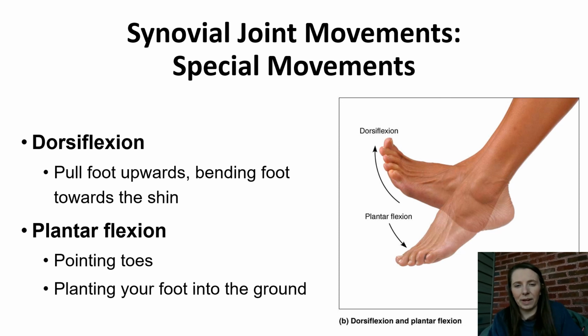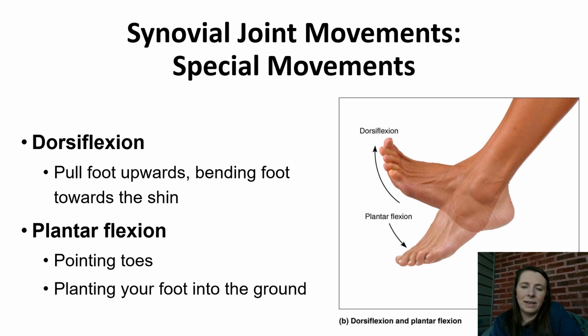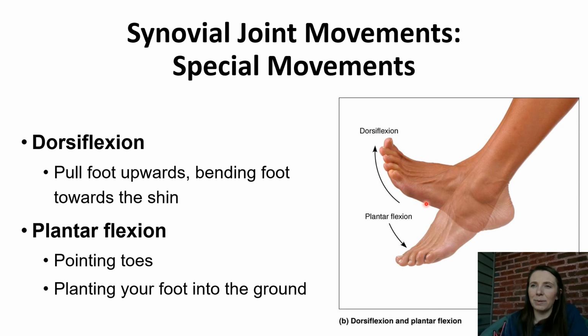Another type of special movement that occurs at synovial joints are dorsiflexion and plantar flexion. So dorsiflexion is the act of, from a neutral position, pulling your foot upwards and basically bending your foot towards your shin. So if you pull your big toe upwards, you're bringing your whole foot closer to your shin. And then plantar flexion is the position of taking your foot from a neutral position and planting your toes into the ground. Okay, so you're really pointing your toes, kind of like a ballerina sort of situation, this plantar flexion.